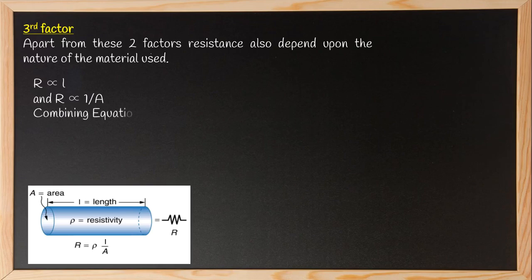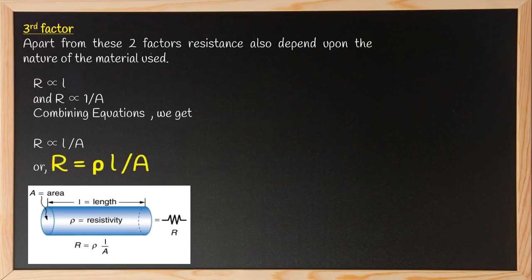So, combining these two equations, we basically get R is proportional to L by A. Removing the proportionality constant and replacing it with an equal sign, we say R is equal to rho L by A. Here rho is a constant, L is length, A is the area of cross section, and R is resistance, obviously. If you look at this image, this is the length of the conductor, and rho is nothing but the resistivity, that is the constant.